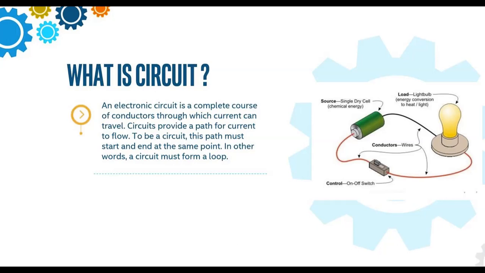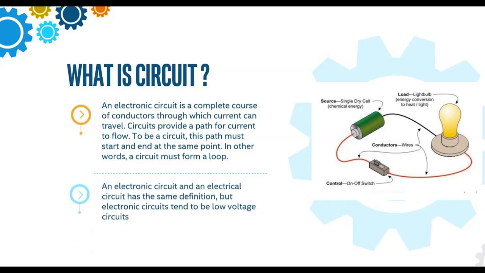To be a circuit, this path must start from one end and end on the same end. As we see, with either a battery or a switch, it will start from the positive end of the battery, flow through the source and then the load, and then end on the negative end of the battery. So this is an example, or the definition, of a circuit.